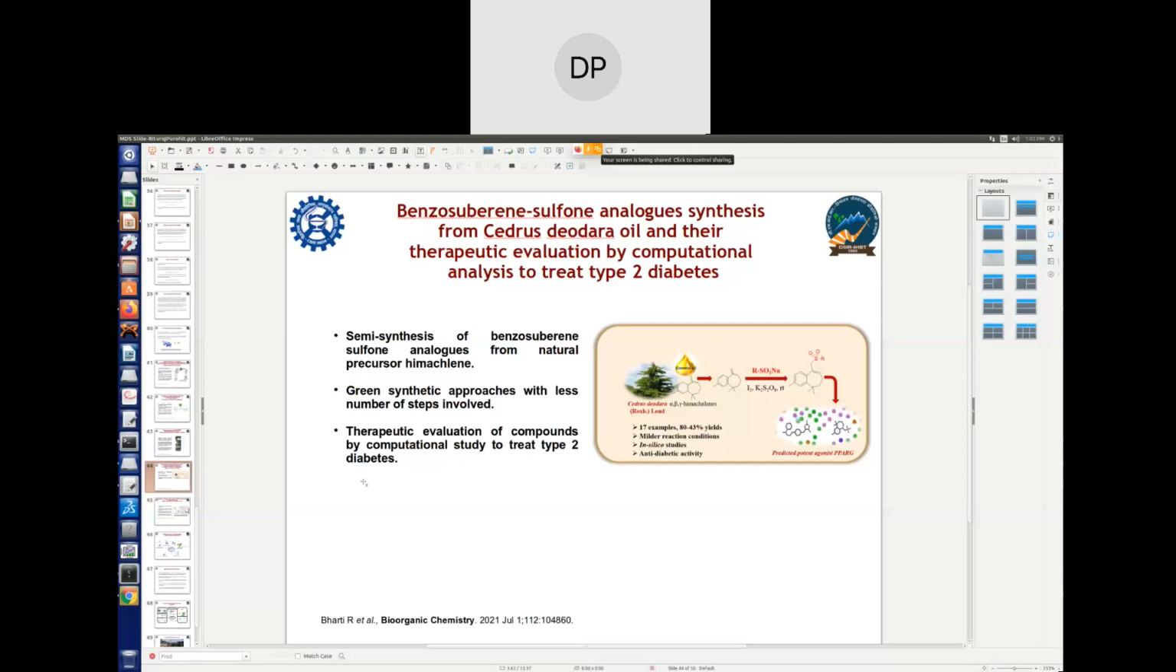And now we are also testing all these molecules in the wet lab on animal models, rats and rabbits, to see whether they have real affinity and whether they are really changing the disease condition or not.